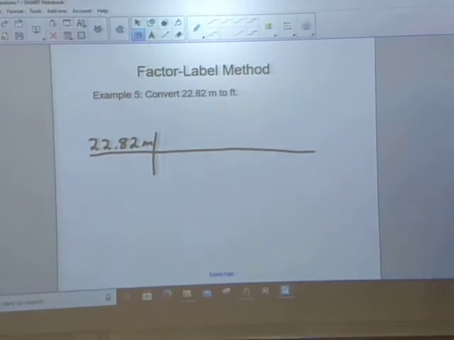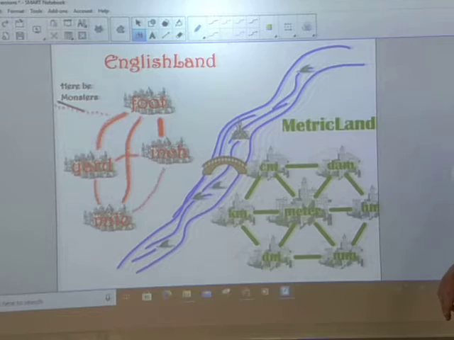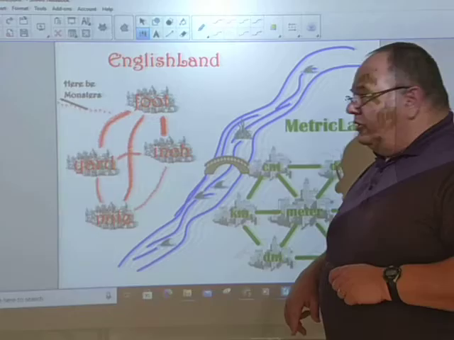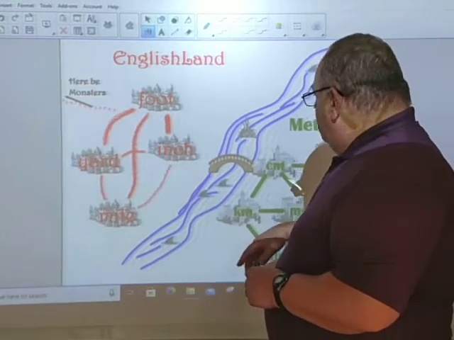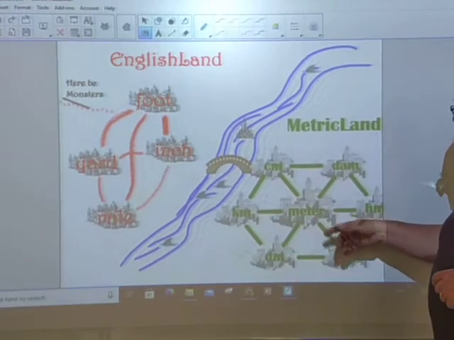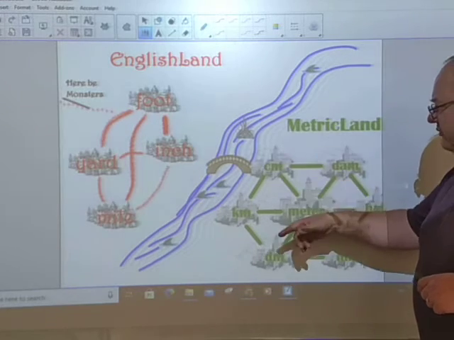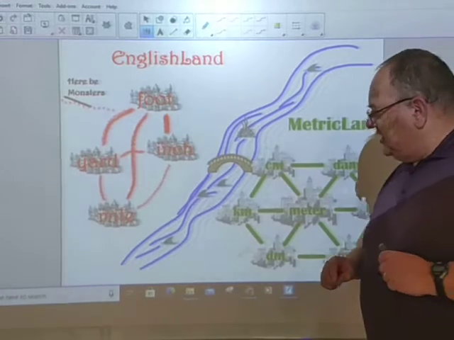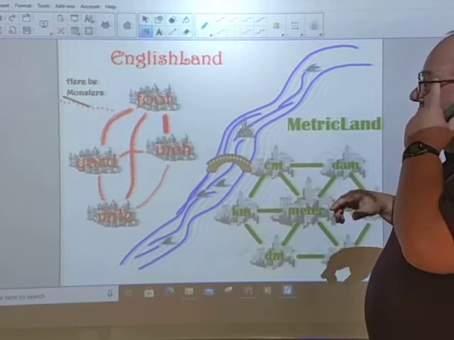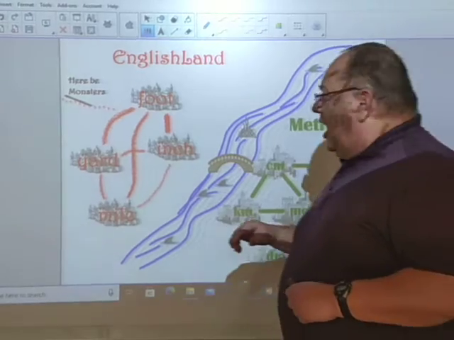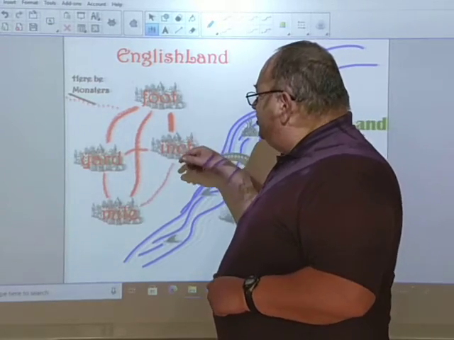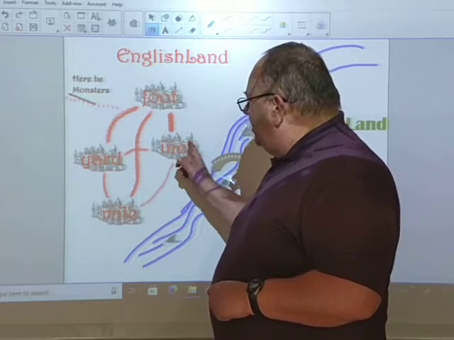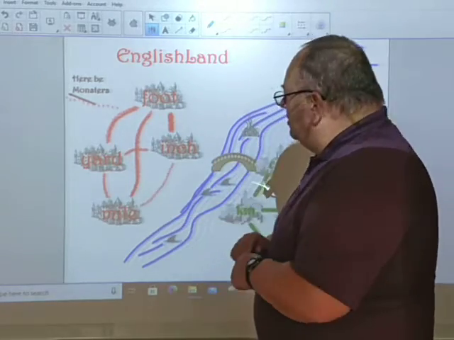Yesterday I tried to preview this a little bit, where we have English land and metric land separated by the raging river. On the metric side, I have meters, and I can relate meters to kilometers, centimeters, decameters, hectometers. I can relate any metric unit because they're all powers of 10. And on the English side, I could relate feet to inches, feet to yards, feet to miles, yards to miles, inches to miles, and inches to yards. I can relate all these.